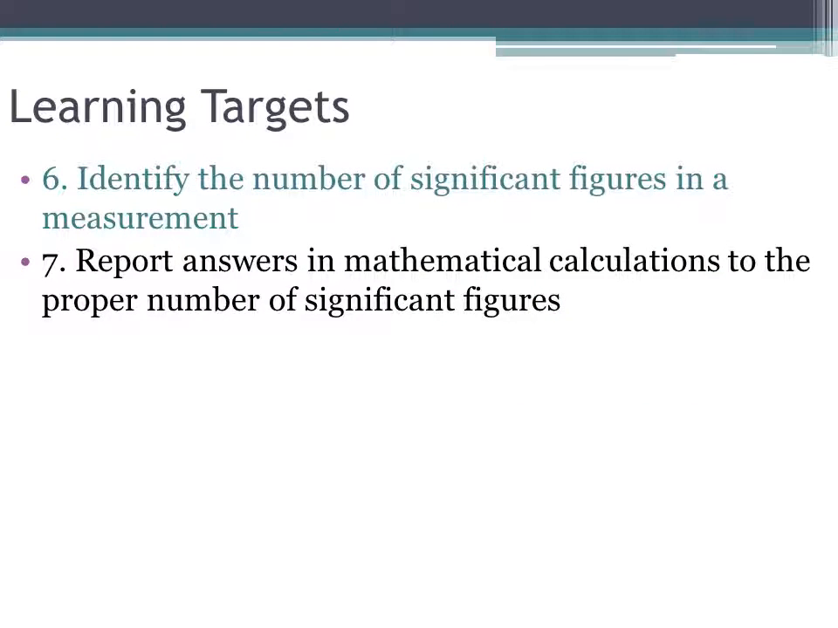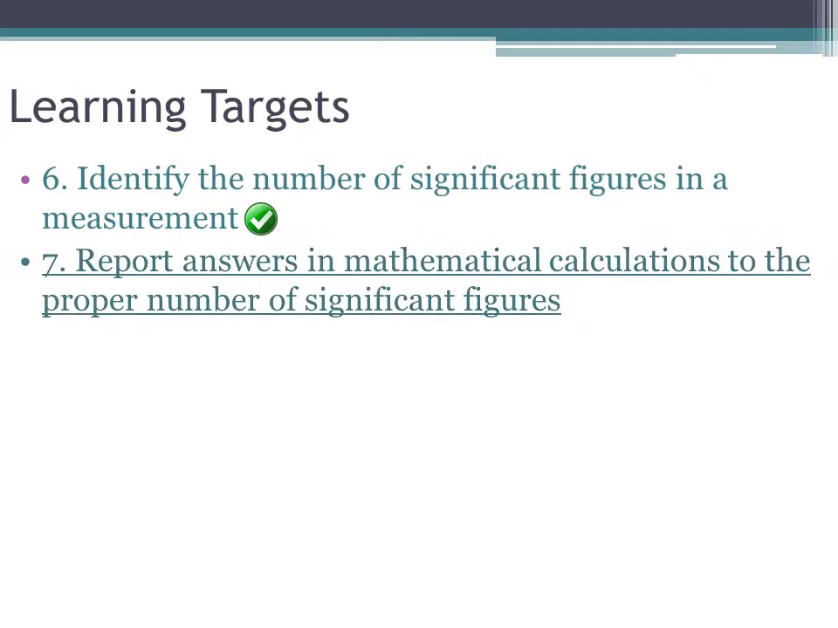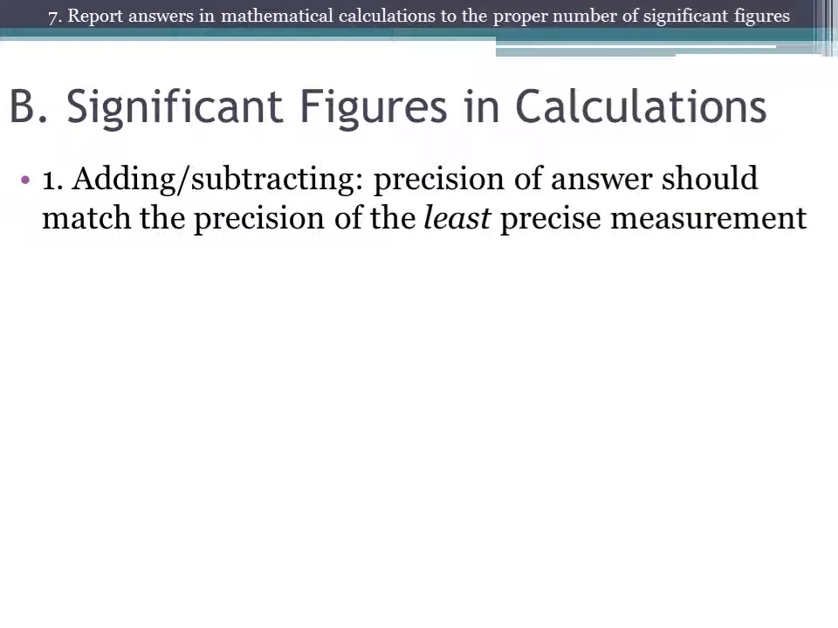So we can identify the number of sig figs in a measurement by following those rules. Now what we need to be able to do is take these measurements and report answers and calculations to the proper number of significant figures. There are two basic sets of rules that we follow when dealing with sig figs in calculations. The first rule deals with whenever we add or subtract.